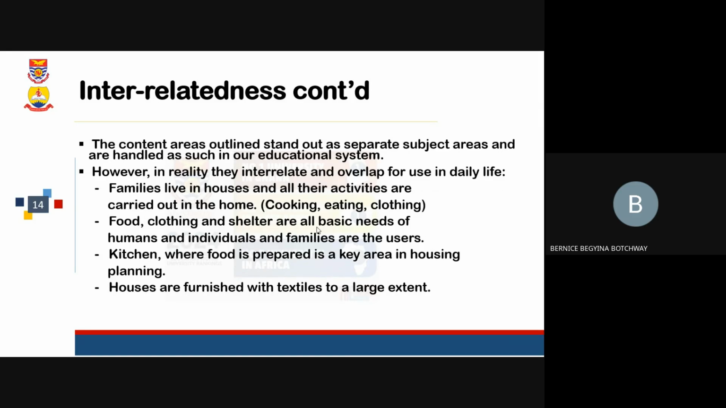So here comes the interrelatedness. We've talked about the three sections. We talked about some aspects of management, some aspects of clothing and textiles.